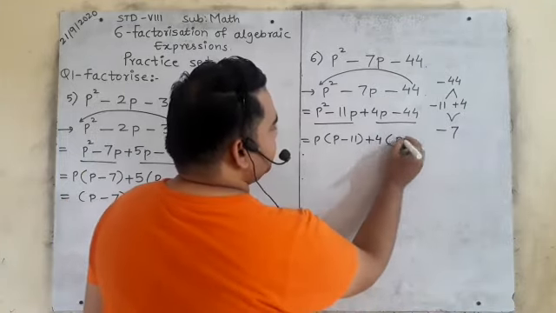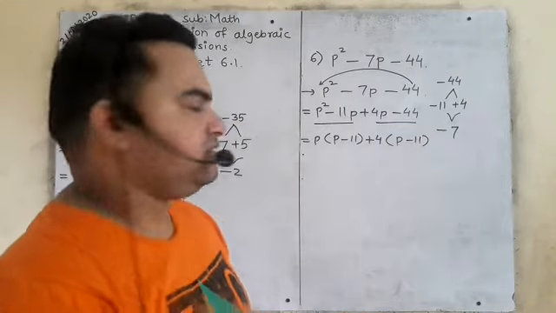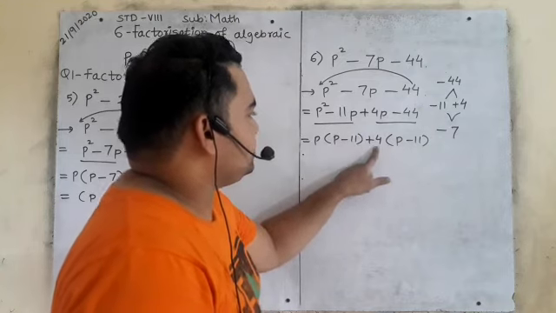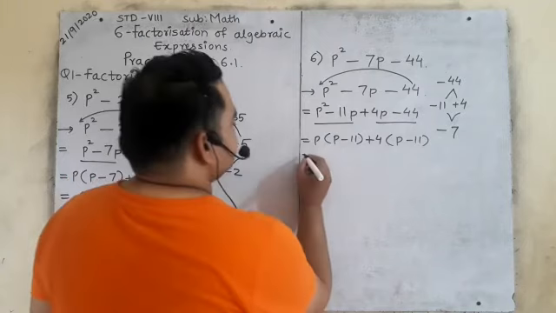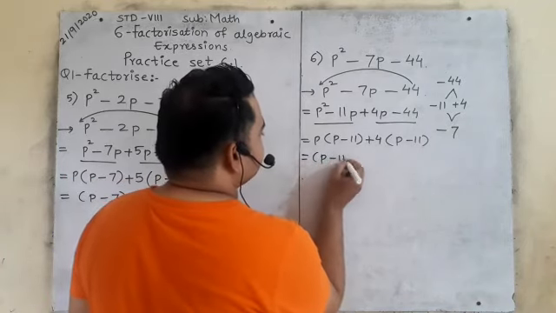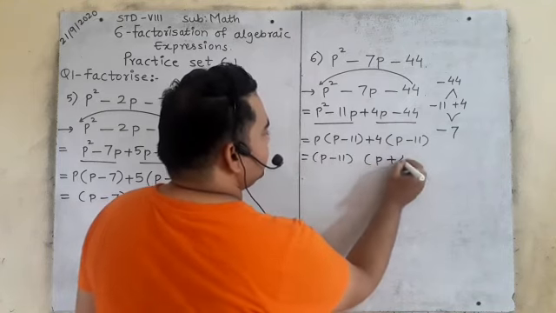First bracket is P minus 11. Therefore second bracket also should be P minus 11. Check it. Plus 4 multiplied by P is plus 4P. Plus 4 will multiply to minus 11. It will be minus 44. Right answer. Now which bracket comes twice? You will write it once. And which bracket is outside? That is P plus 4.